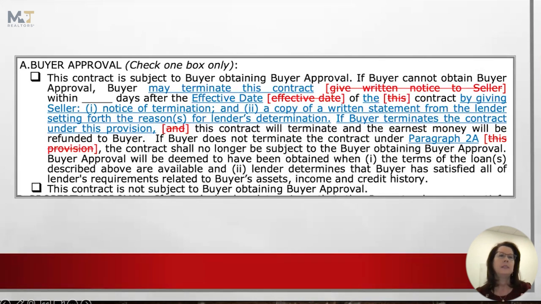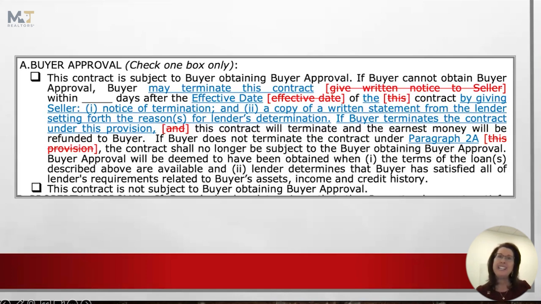So remember, this is buyer approval, not property approval. So don't get the two mixed up. Okay, so this is just the buyer's approval process of it. Okay, so we have to give them the notice of termination and a copy of the written statement from the lender setting forth the reason or reasons. It wasn't happening before. Agents were getting confused, sellers were getting confused, buyers were getting confused. So they tried to make this a lot clearer so that we all understood what is required in order to terminate. And this would be utilized after the option period.